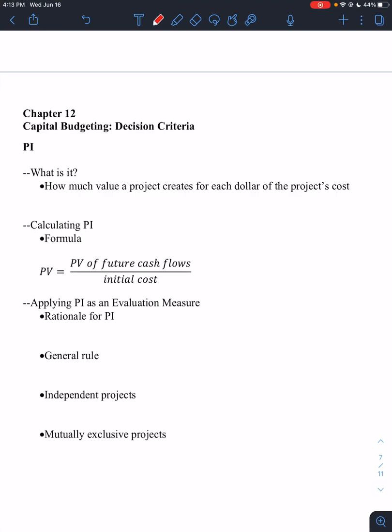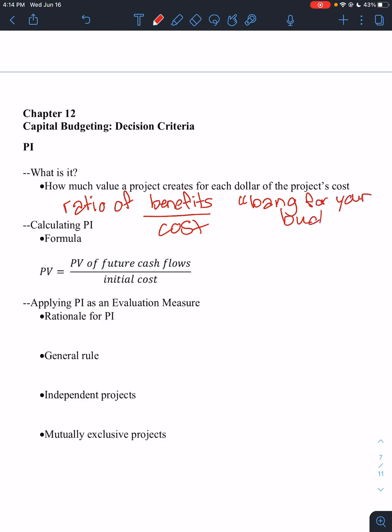Fourth measure is profitability index, or PI. What is it? It says how much value a project creates for each dollar of the project's cost. It's a ratio. Simple, right? It's a ratio of benefits over costs, basically. That's it. A lot of times that's associated with the saying bang for your buck, right? Because the more benefit that you get per dollar of cost, basically.